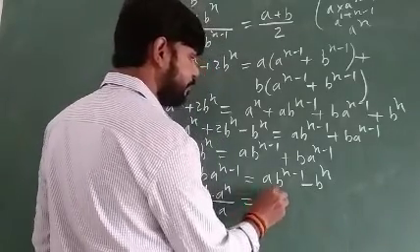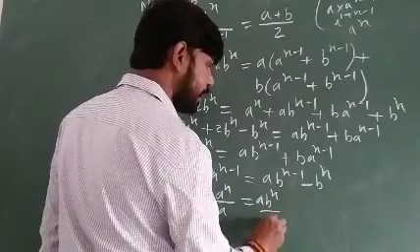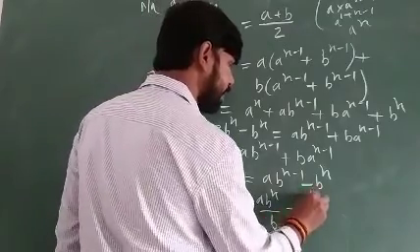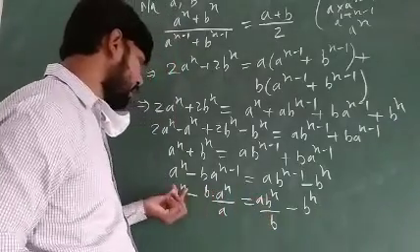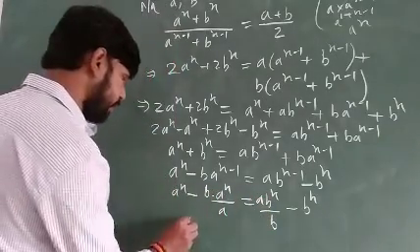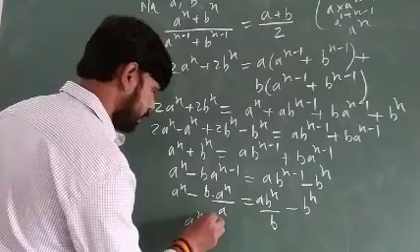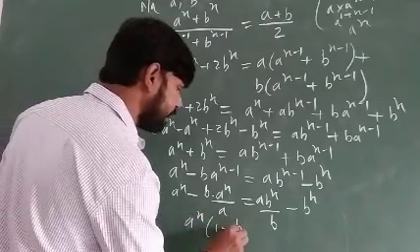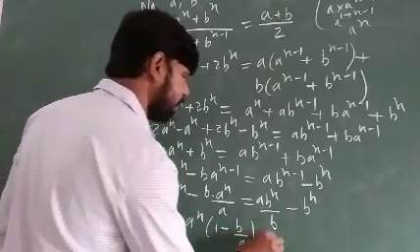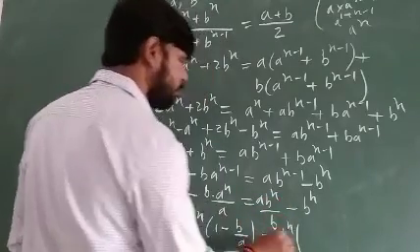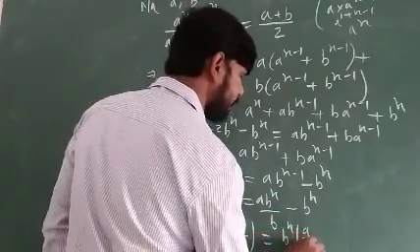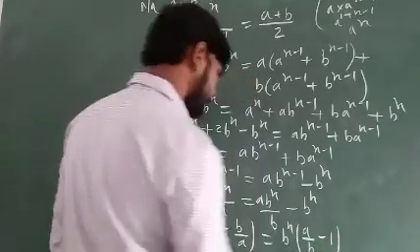Now a^n upon b^n, and this can be written as minus b^n. Now b^n can be taken common from here and a^n can be taken common from here. You get a^n common, then 1 minus b by a, and similarly here also when b^n is common, b^n taken as common, you will get a by b minus 1.